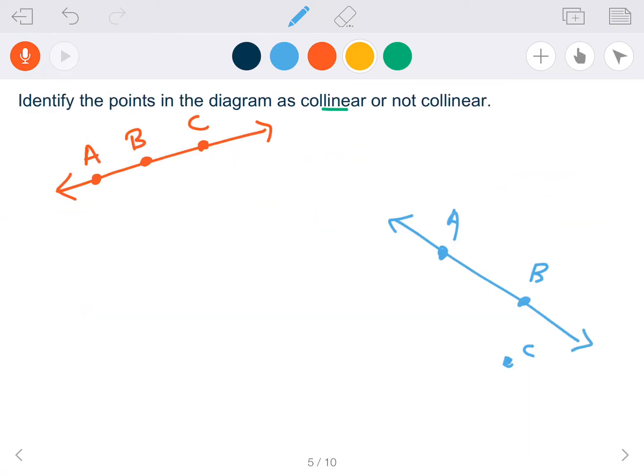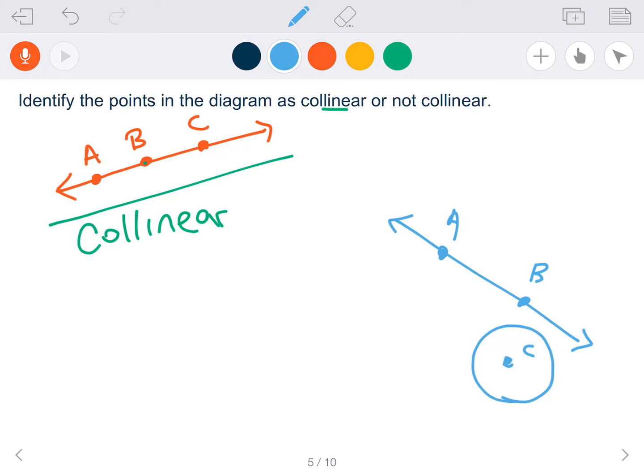Identify the points in the diagram as collinear or not collinear. In your math dictionary, you wrote down that collinear points are points that lie on the same line. In our first diagram, A, B, and C all lie on the same line, therefore they are collinear. In our second diagram, point C is off by itself. Therefore, these 3 points would not be collinear.